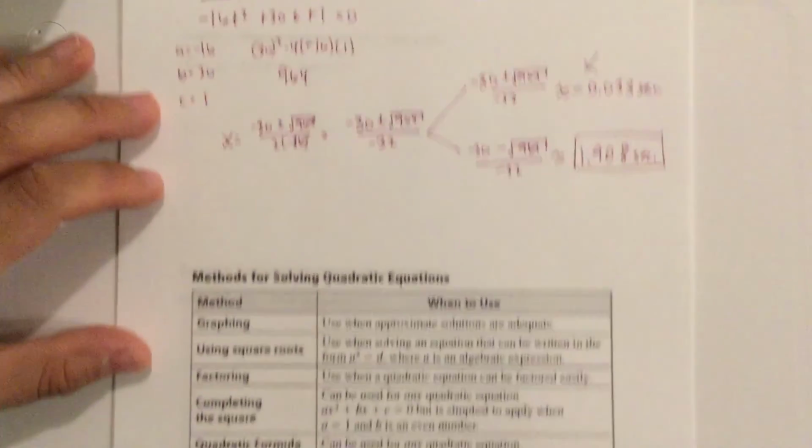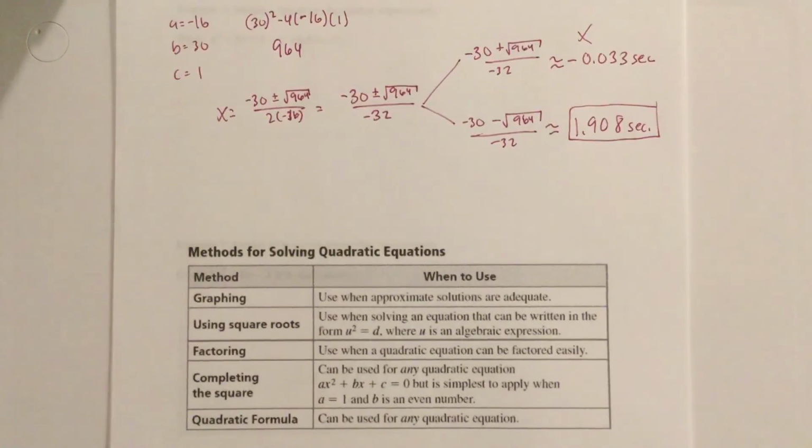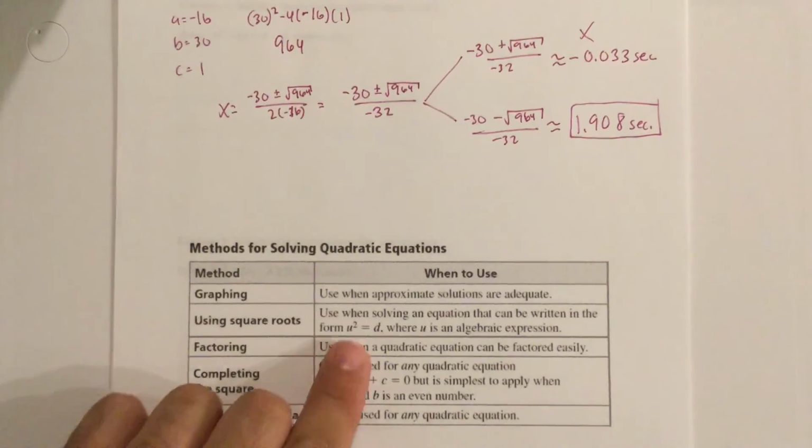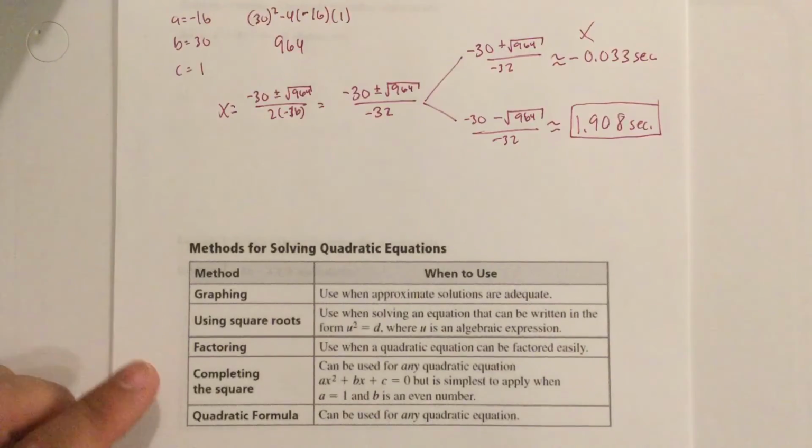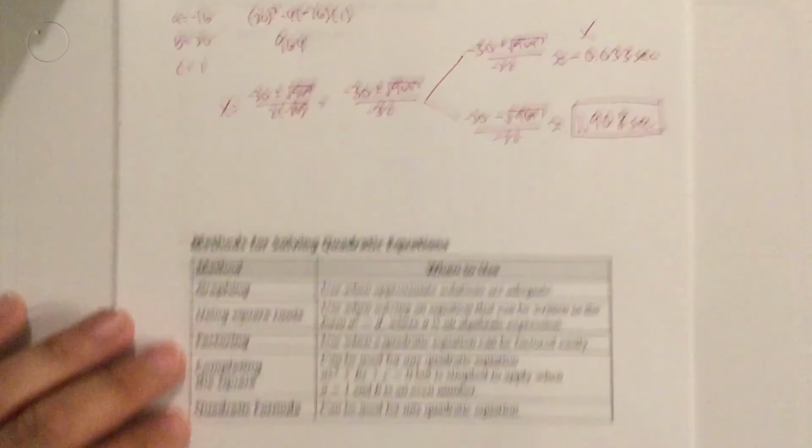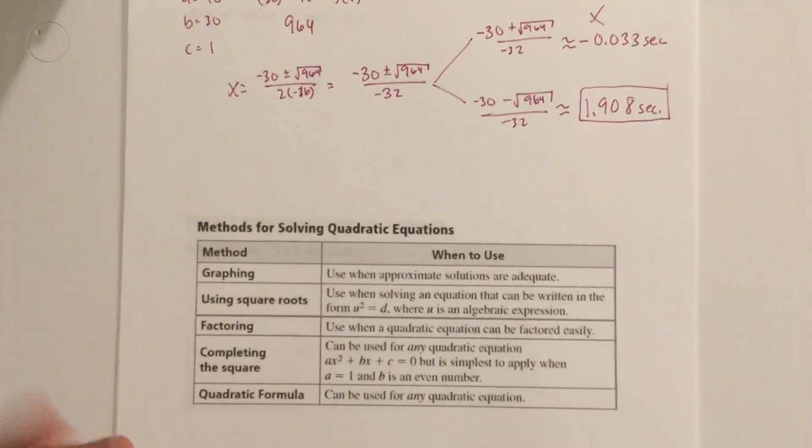Okay. Now, this last part of the notes is just talking about the methods we've used for solving quadratic functions and when they're appropriate to use. So graphing is an approximation of solutions. Using square roots is when you have u squared equals d that you can solve. Factoring, if you can factor it. Completing the square and the quadratic formula can be used to solve any quadratic function.